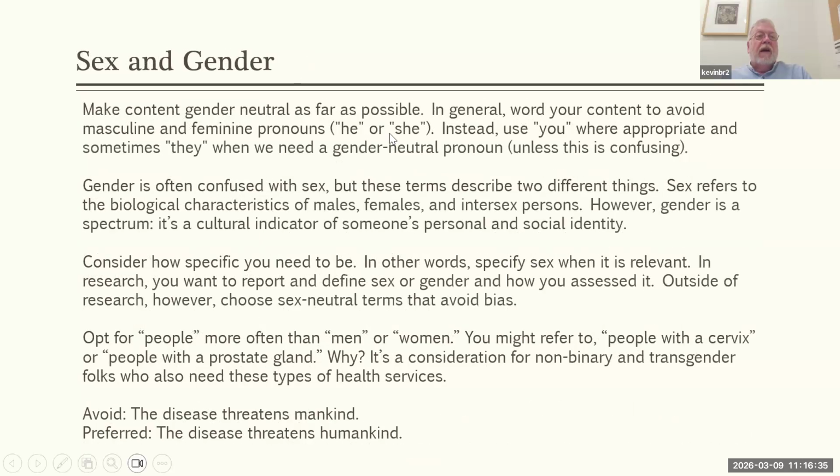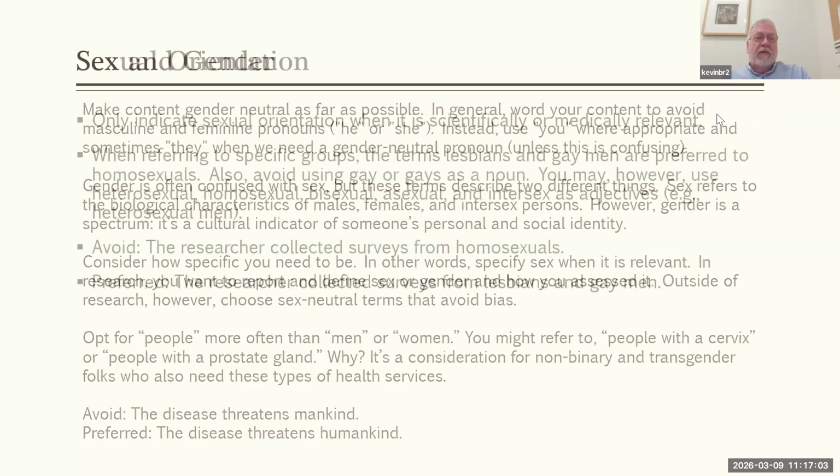So, moving on to sex and gender, you want to make your content gender neutral as far as possible, and avoid gender specific terms, the traditional terms masculine and feminine, in terms of their pronouns, he and she. Instead, use you where appropriate, and sometimes they. They, in particular, is not a new way to describe these differences.